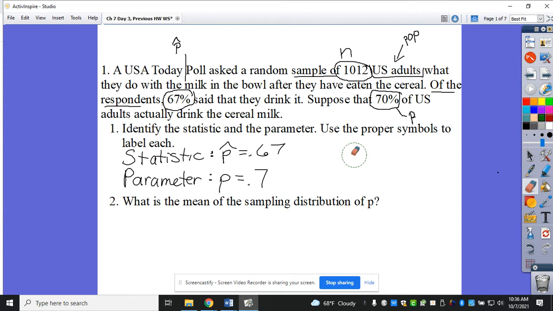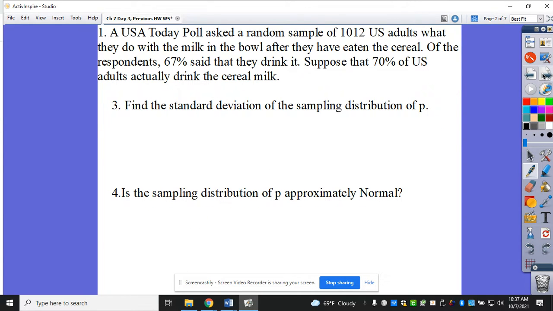How do I find the mean of the sampling distribution of p-hat? What's my symbol for it? Which equals? So that's all you had to do for that one. What's my symbol for standard deviation? Sigma. Sigma of p-hat, which equals the square root of p times 1 minus p, over n.